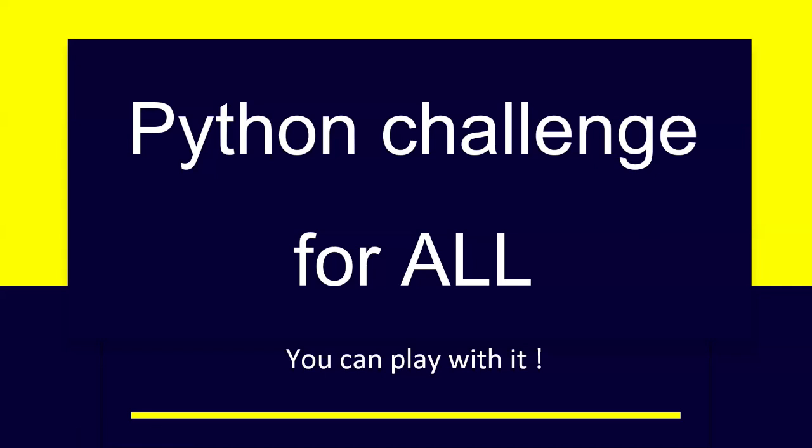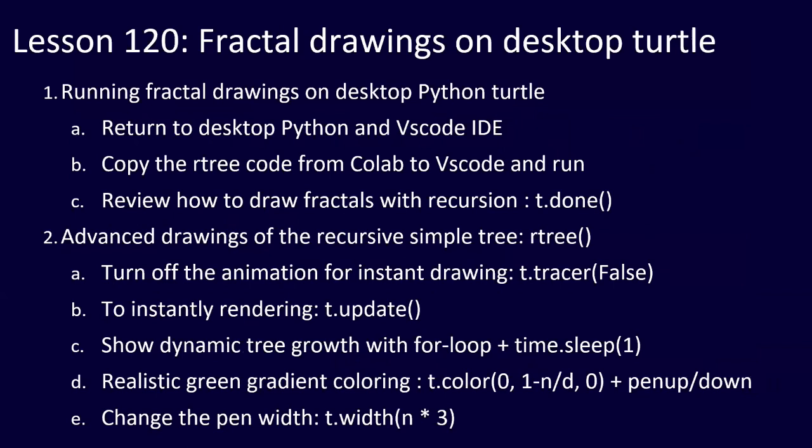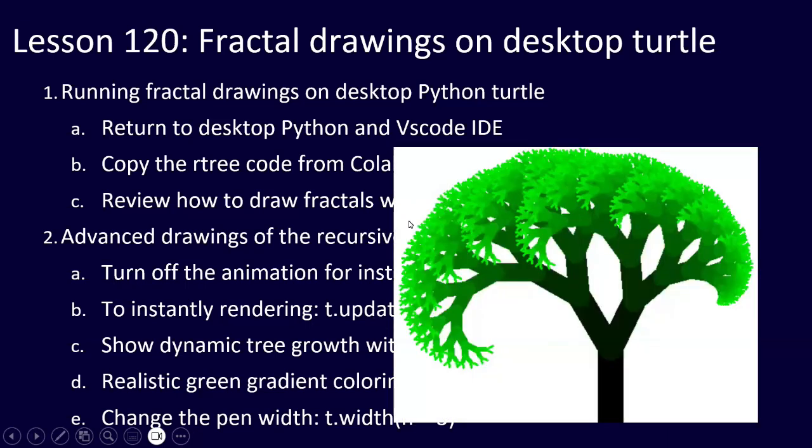Okay, so let's quickly review. In lesson 118, we drew a fractal tree on Google Colab, and then in lesson 120, fractal drawing on desktop turtle. So we used a desktop environment to draw more simple trees, which has very good properties like tracer off, update, and yeah, to show the gradual changes of trees in a very good way.